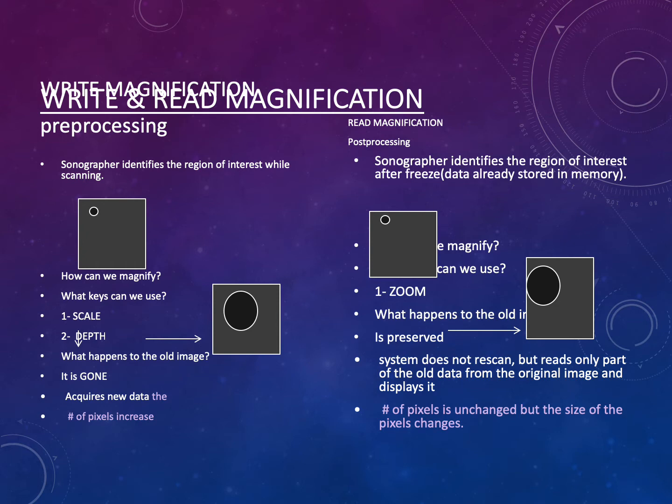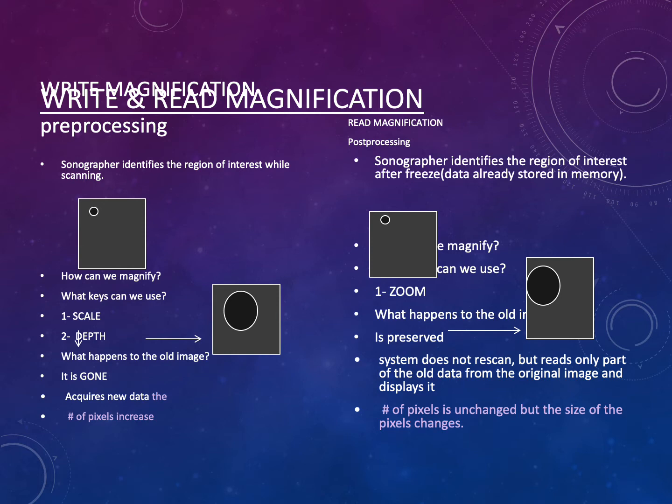Okay, so write magnification. The sonographer identifies the region of interest while scanning. You see here you have an image and you see this little dot here. You're questioning what it is, you want to magnify it and look at it. So the sonographer is still scanning. You did not hit the freeze button. So how can we magnify while we're still scanning?